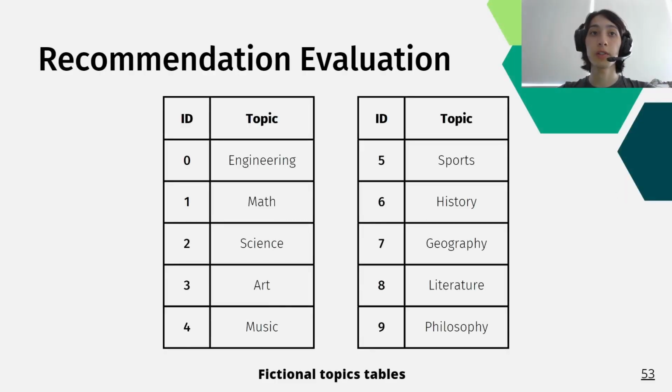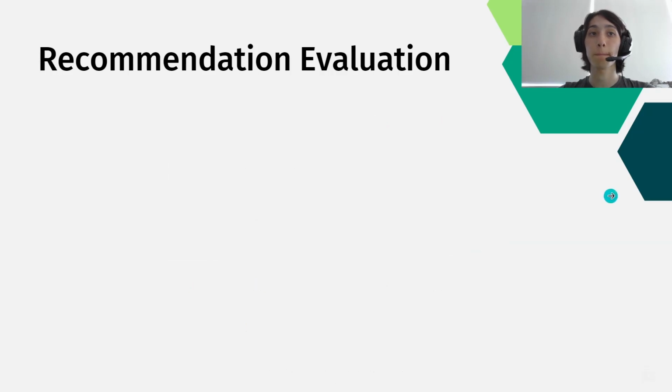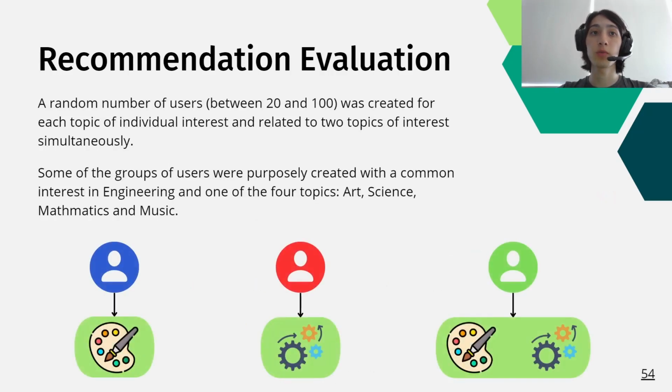In order to test the efficiency of the system, an accuracy test was performed with fictitious data, in which each educational resource created was related to one of the 10 topics presented in the tables below. Groups of users were also created, between 20 and 100 for each individual topic of interest, and groups with 2 simultaneous topics of interest were divided into engineering and each one of the 4 topics: art, science, mathematics, and music.